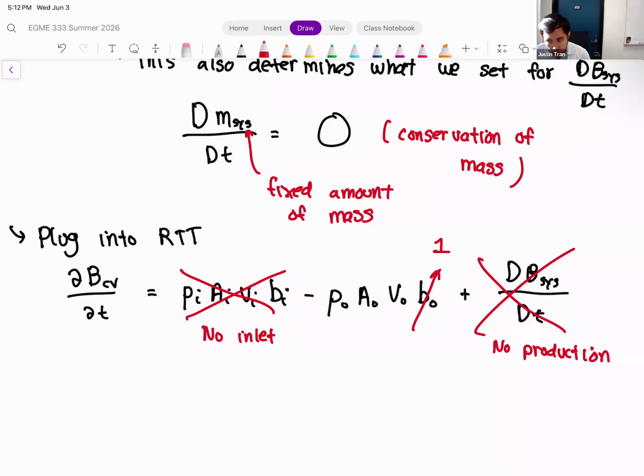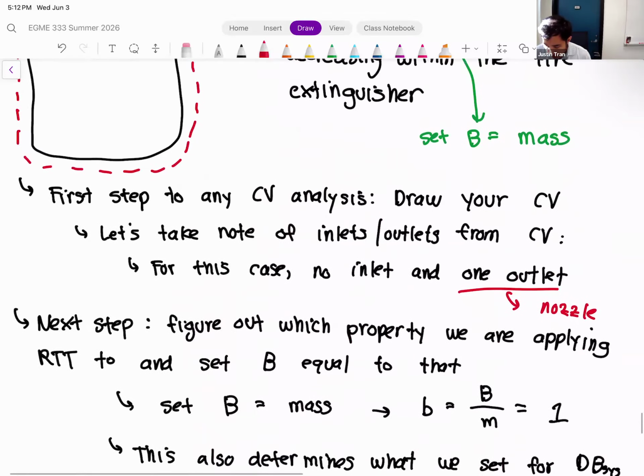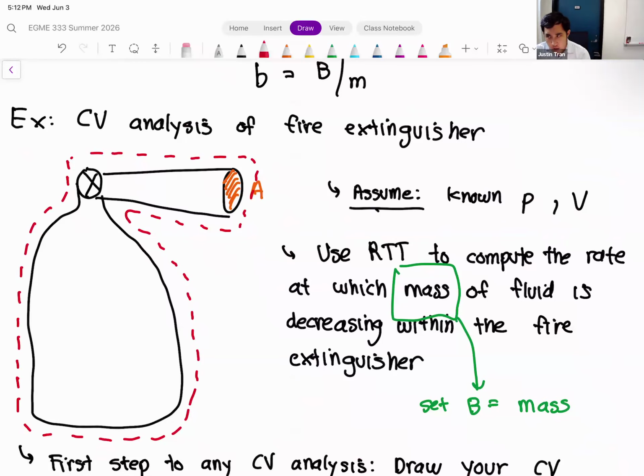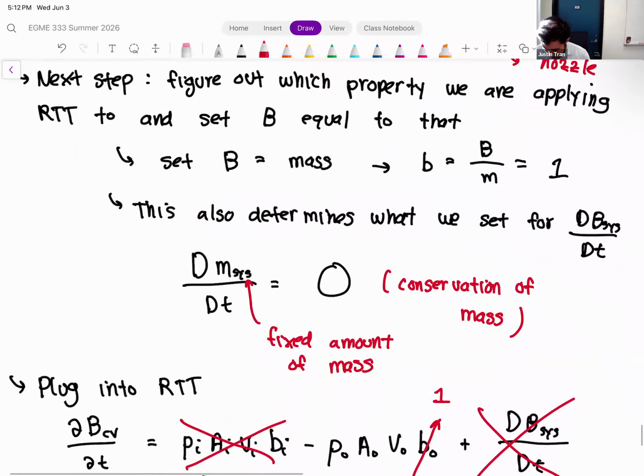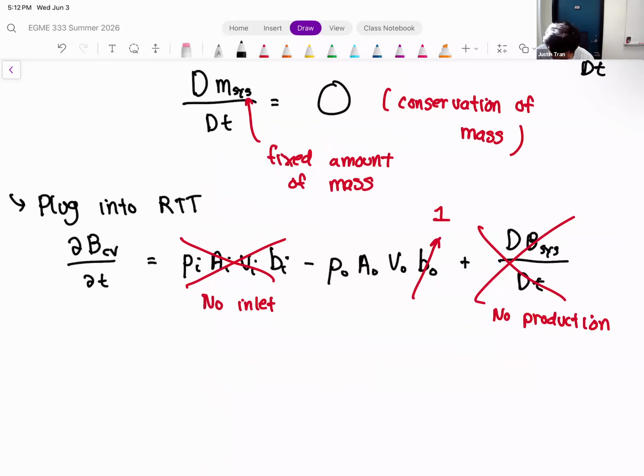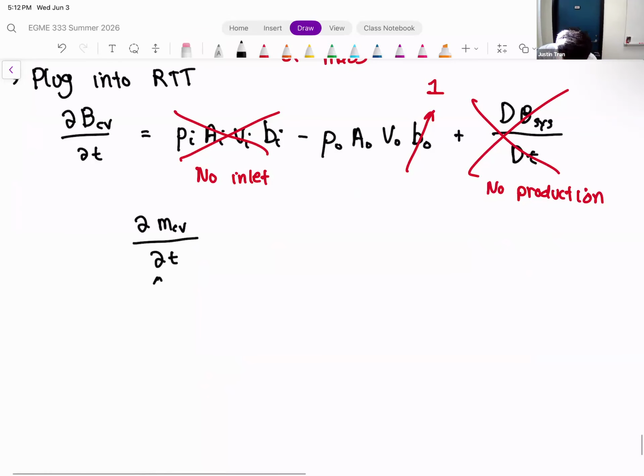In fact, everything else here we know already, because we're given from the problem the cross-sectional area of that outlet nozzle, the density, and the velocity of the fluid coming out as well. So we plug all that in, and what we get is partial m_CV partial t, which remember represents the accumulation of mass within the control volume. Well, in this case, there's no accumulation because mass is actually leaving. So you can think of this as the depletion as well. So accumulation or depletion.